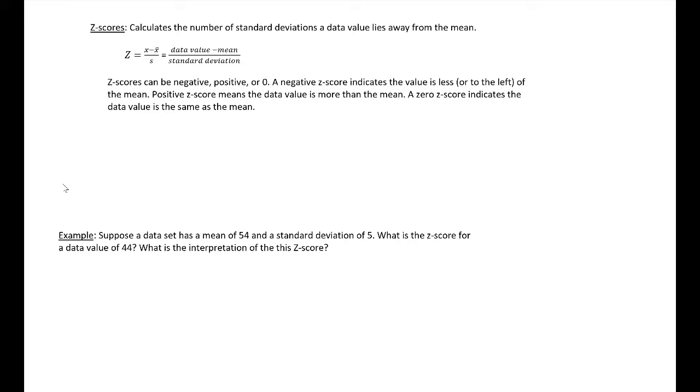A negative z-score indicates that the value is less than the mean. You just look at the formula and tell that. A positive z-score means that your data value is to the right of the mean. And a z-score of 0 means that your data value is the exact same thing as the mean. All right, here we go.